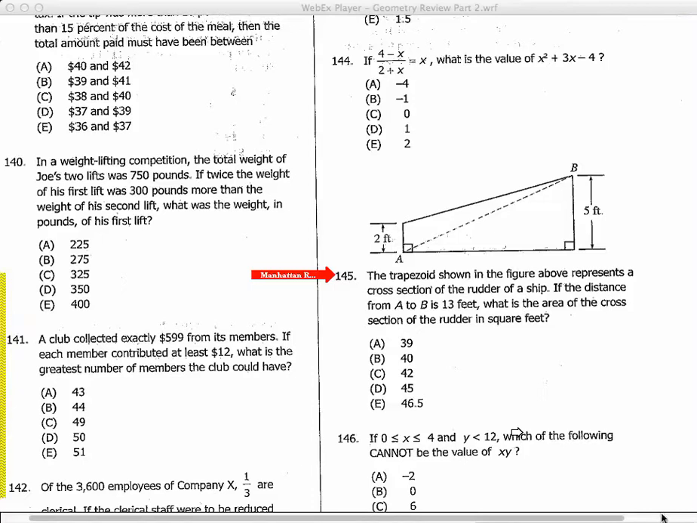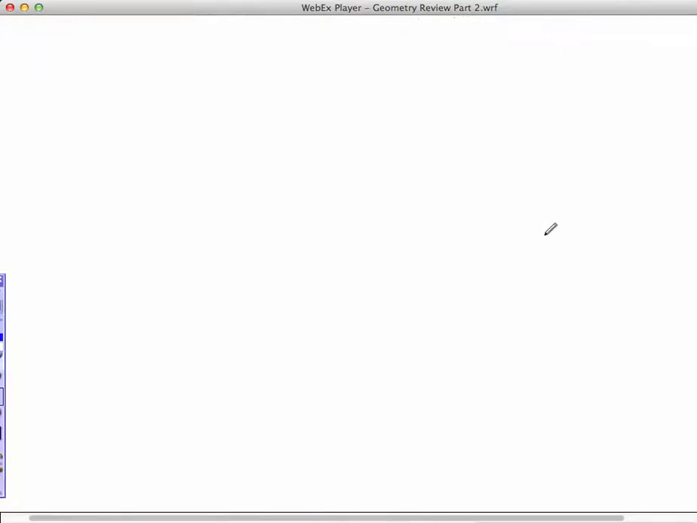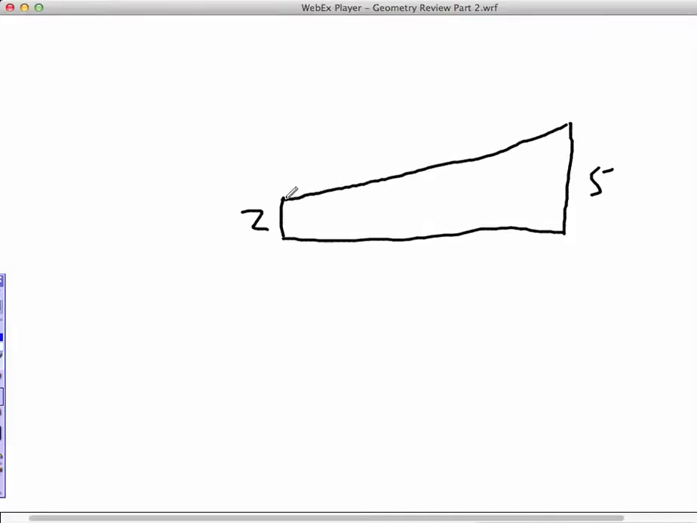We've got a trapezoid, and we'll just have a look at the flip chart. Okay, so our trapezoid has a length that we don't know yet, and one end is 2 and the other end is 5, and we're being asked to calculate the area based on the fact that we know that this line is length 13.